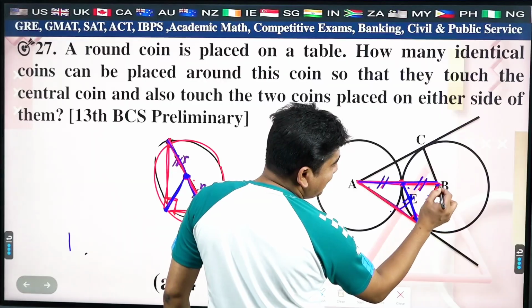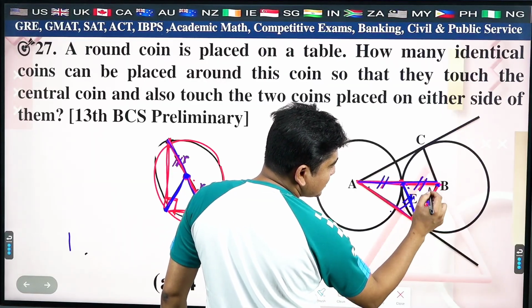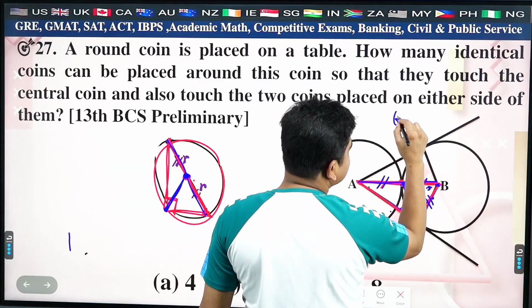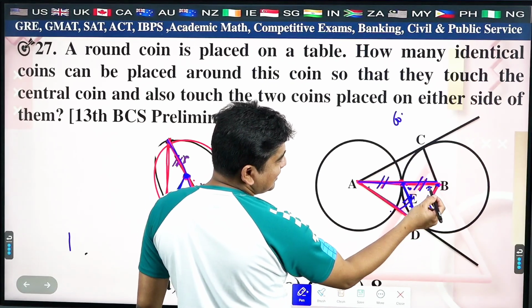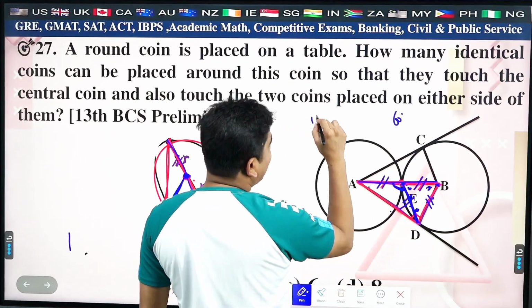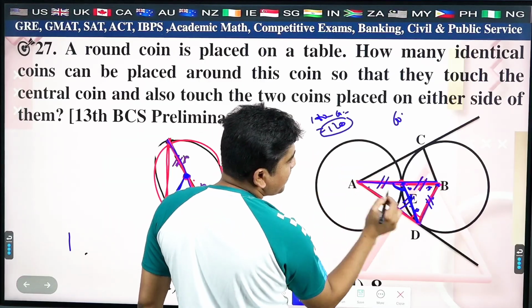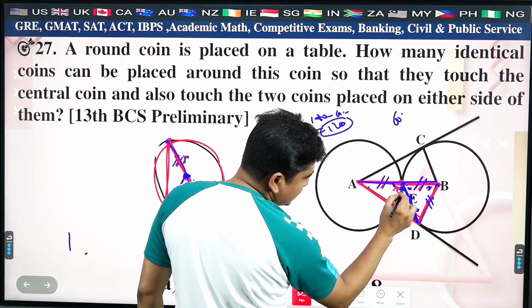In DBE triangle, all the 3 lines are equal. So all the 3 angles are equal. That means 60 degree. This angle is 60 degree, this angle is 60 degree, this angle is 60 degree. So this angle will be 180 minus 60, that means 120. The value of this angle is 120.